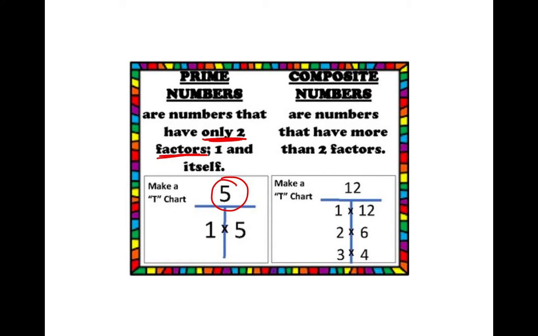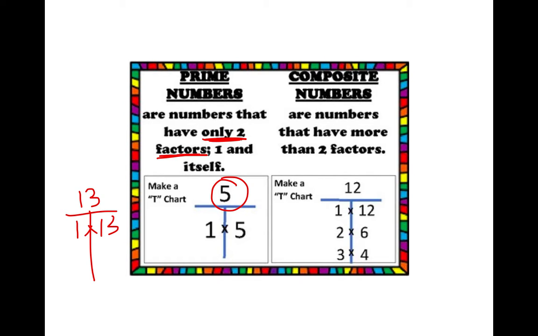I'll give you another example. If we wanted to list the factors of the number 13, how do we make 13? 1 times 13. Is there any other way to multiply to make 13? 2 times anything? 3 times anything? No. 4, 5, nope. The only two factors we can multiply to make 13 are 1 and the number itself. That makes it a prime number.